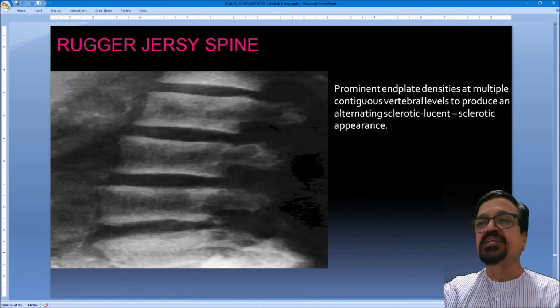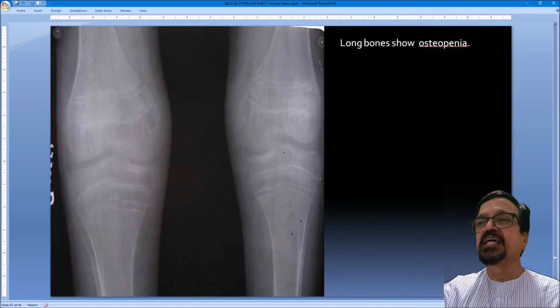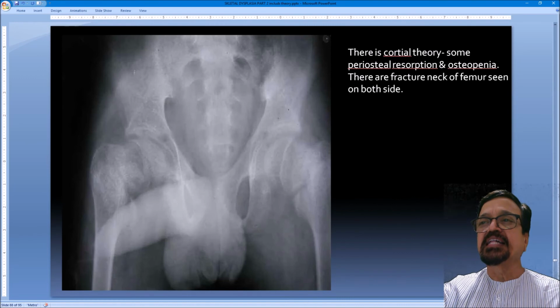Now rugger jersey spine. Prominent end plate densities at multiple contiguous vertebral levels produce an alternating sclerotic, lucent and sclerotic appearance. So this is called rugger jersey spine. Then long bones show osteopenia, overall diffuse decrease in bone density. The findings noted here are subperiosteal resorption and osteopenia, then there is a fracture neck of the femur seen on both sides, that is an incidental finding.